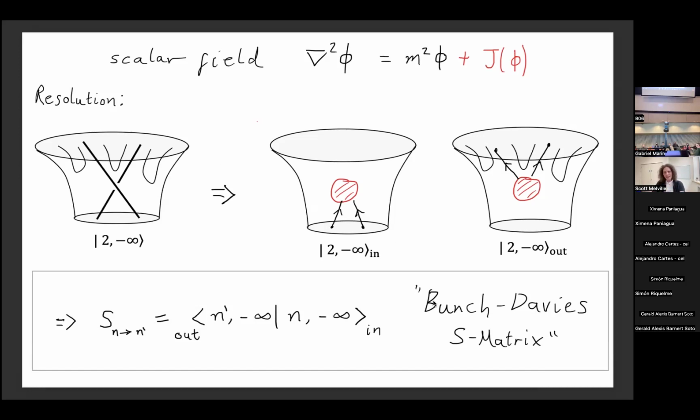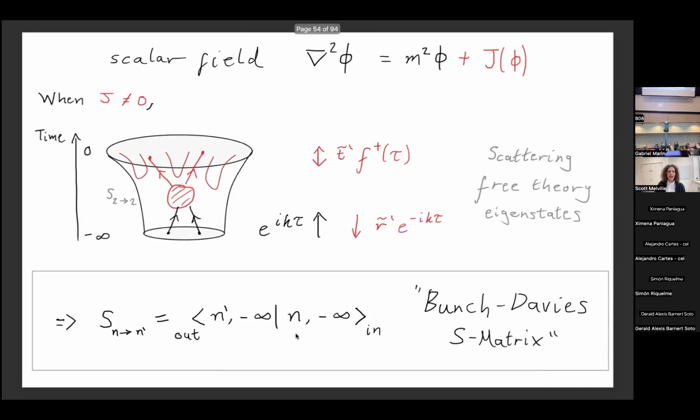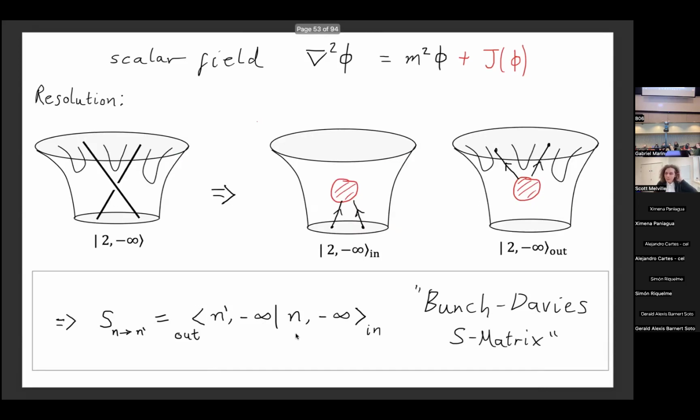Now we give this a name. We call this the Bunch-Davies S matrix, exactly because of what you mentioned, that this out state that we're using now is really defined with respect to the vacuum at minus infinity. So now both the in and the out state know about the Bunch-Davies vacuum. And you don't have to introduce any kind of alpha vacuum or any other state.